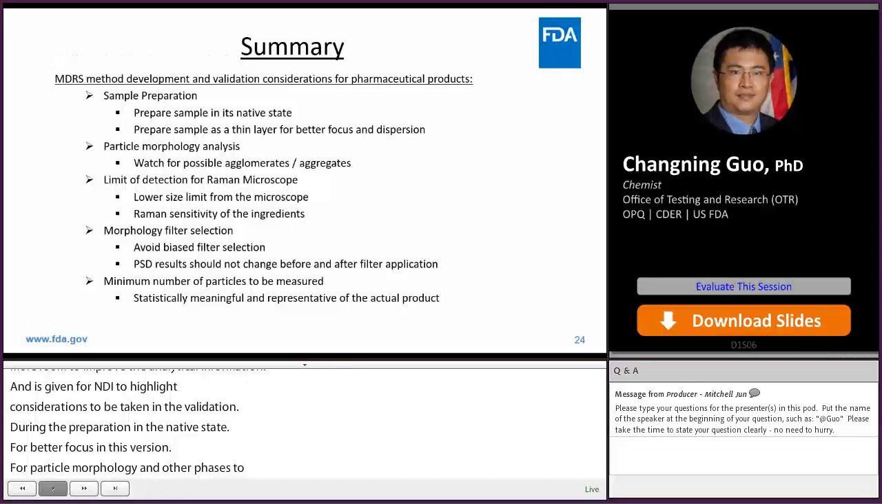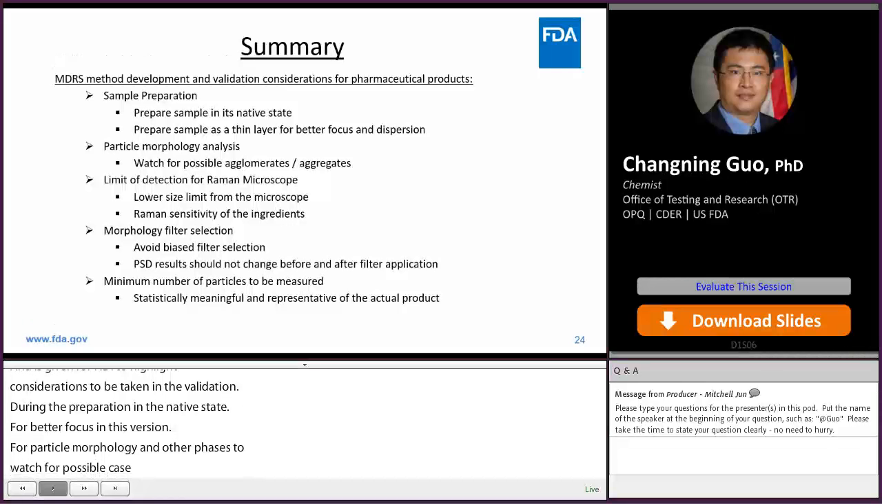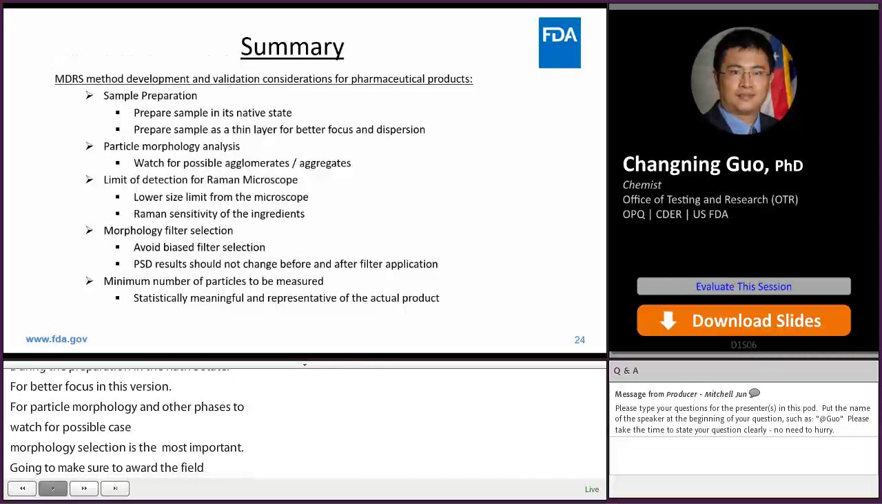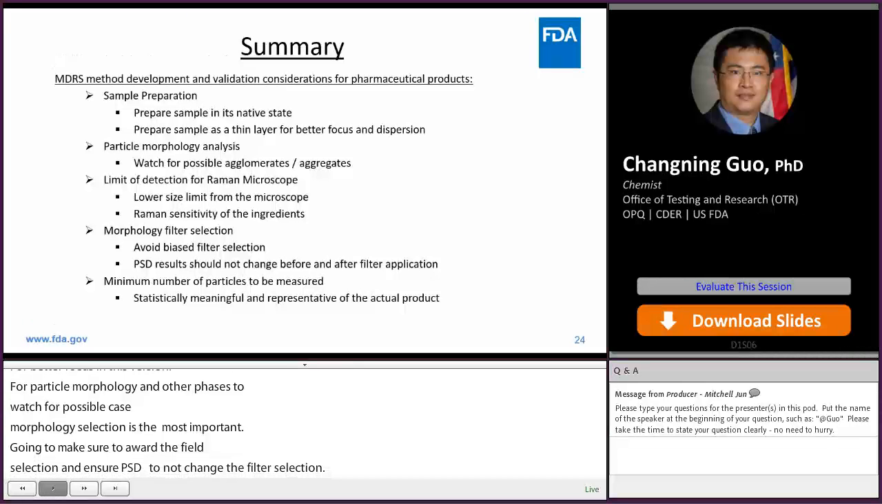Morphology filter selection is the most important step in an MDRS method. We need to make sure to avoid biased filter selection and to ensure PSD results do not change before and after filter selection. Last but not least is the minimum number of particles. We need to ensure enough number of particles were measured so our PSD result is statistically meaningful and can represent the actual drug product.